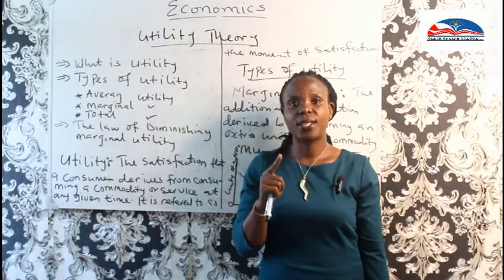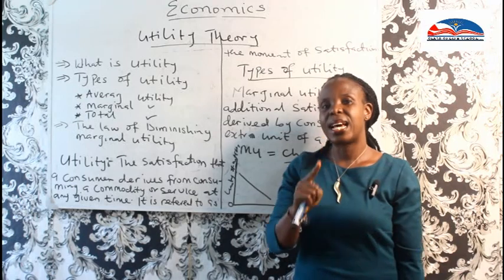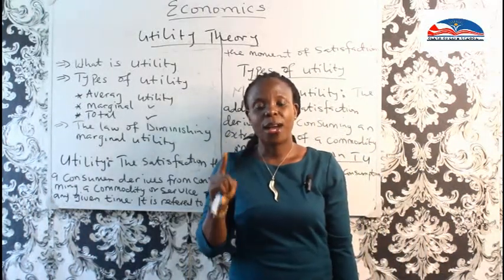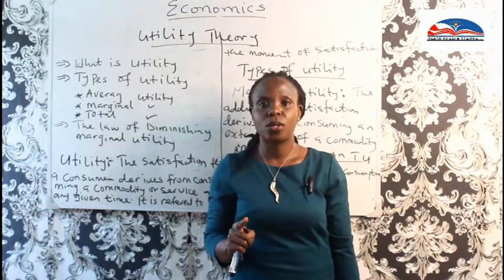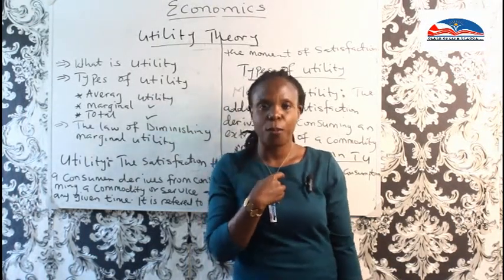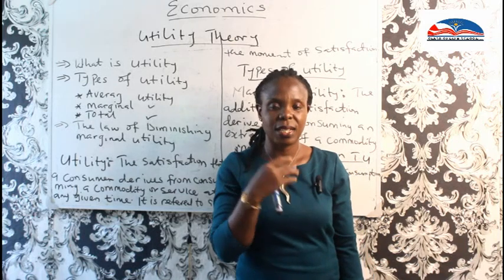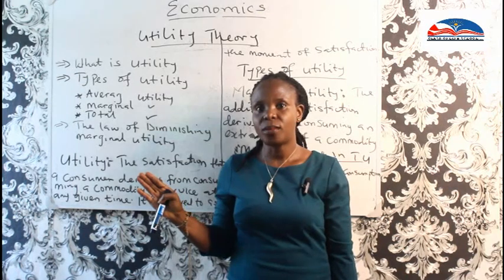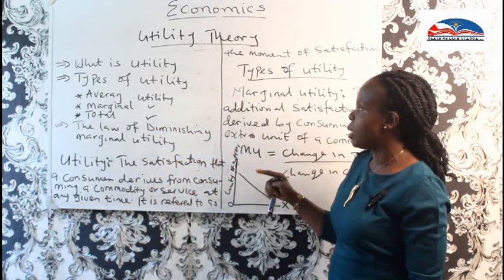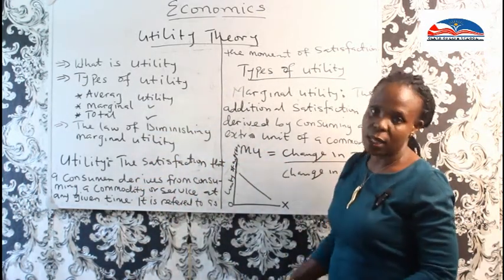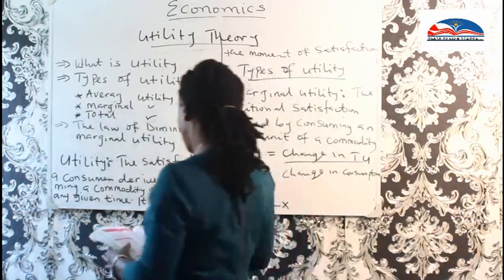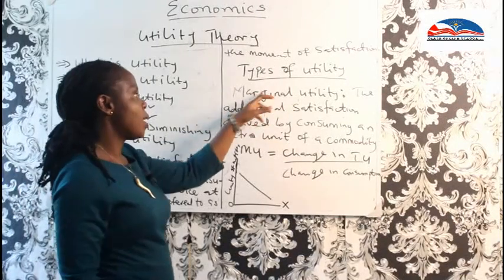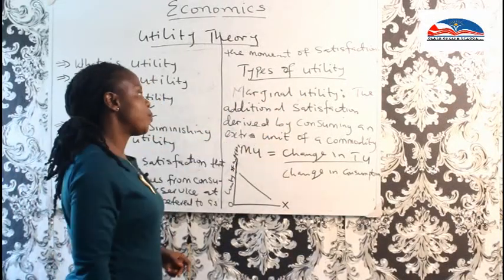And so it has to do with the satisfaction that a consumer or a customer derives by consuming a product. So if I have satisfaction from a product, that means that I am satisfied, and that is utility. So that is it for utility. Now we want to look at types of utility, and the first type of utility we want to look at is marginal utility.